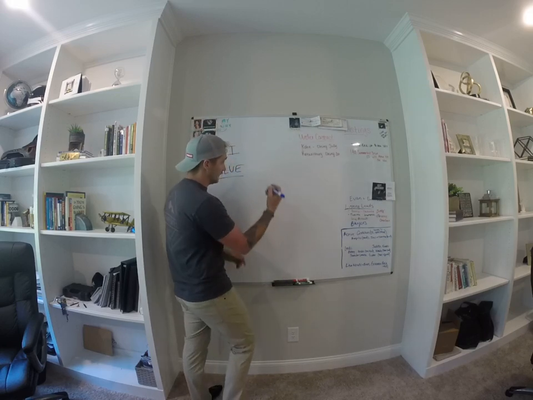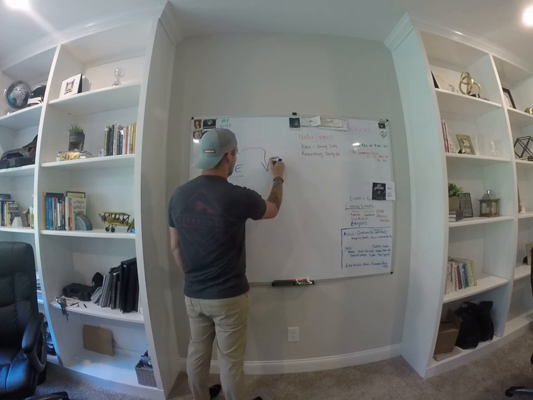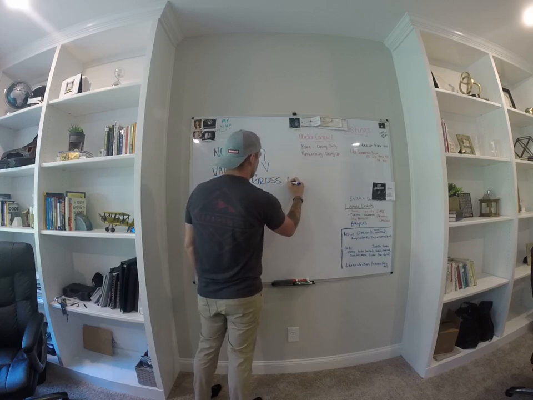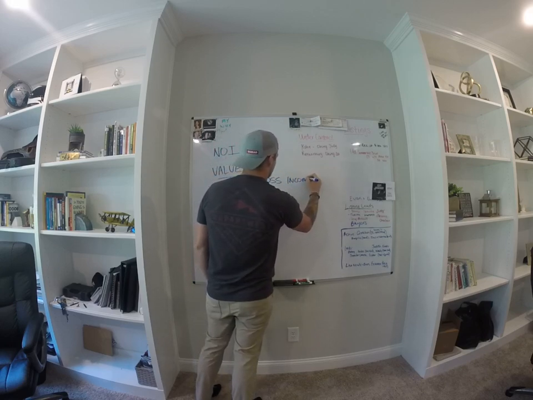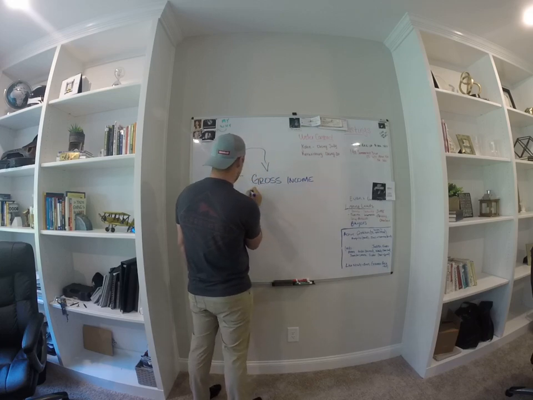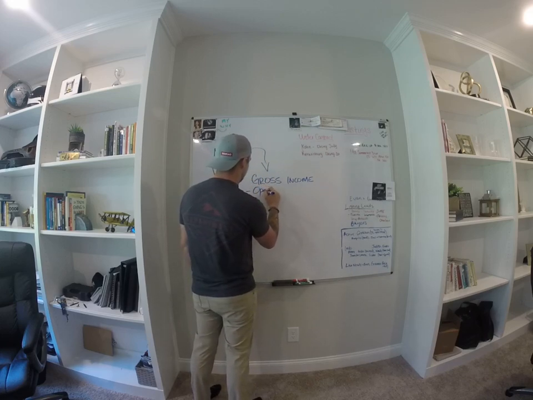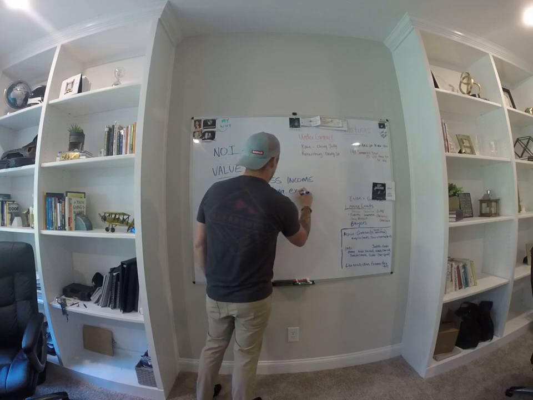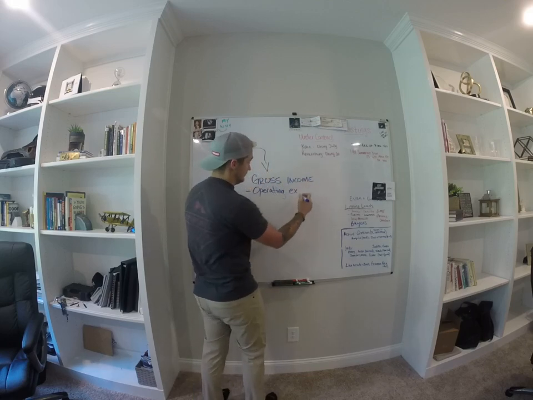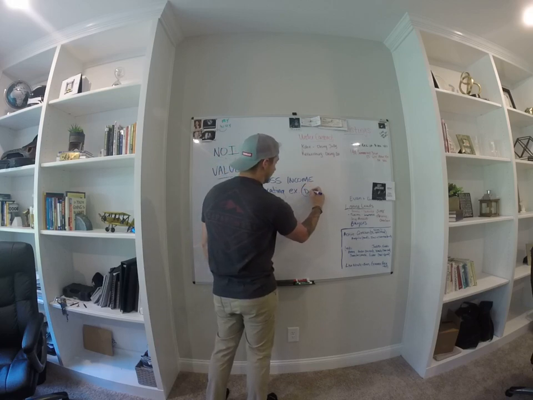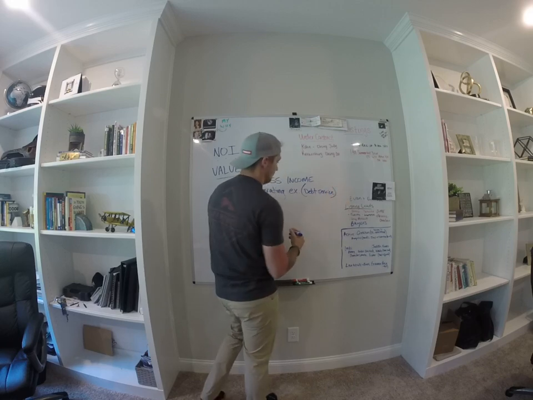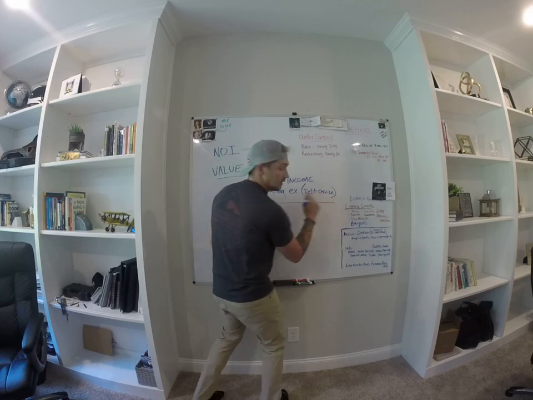It's really simple. To get your NOI, we take our gross income for the property, and then we minus all of our operating expenses, not counting your debt service. Okay? So, let's figure out an example here.